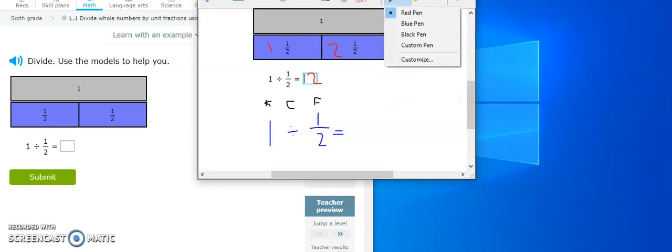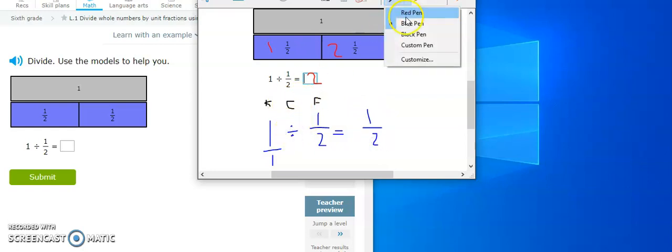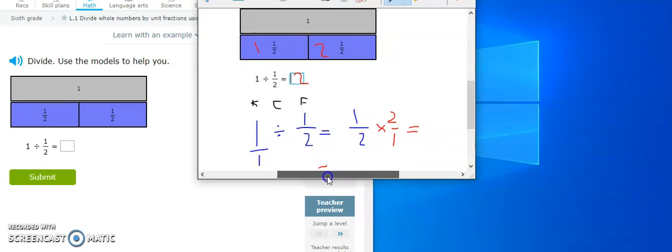The other way I can do this mathematically is I can keep, change, flip. So 1 divided by 1/2, and 1 is just the same as 1 over 1. So if I have 1 over 1, I would keep that the same. I would change this division sign into a multiplication sign. Now it becomes times. And then I'm going to flip this 1/2 to be 2 over 1. Oops, I'm sorry. I just realized this is supposed to be 1 over 1 still. I already see I made a mistake.